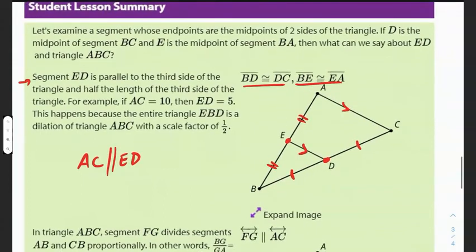All right, and then they say, for example, AC is 10, ED is 5. Let's see, so ED is 5, AC is 10. So it looks like our scale factor halved itself, right? Like originally you're at AC, you were at 10. What scale factor do you multiply to get to 5? That's a half. Okay, that's how they got the scale factor to be a half there.